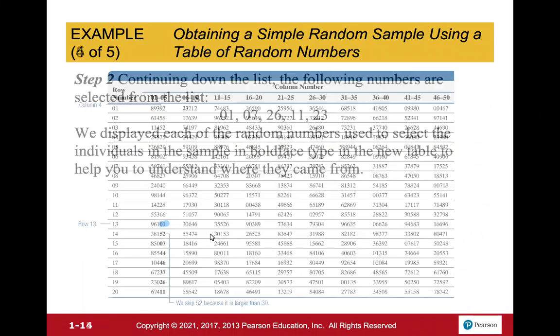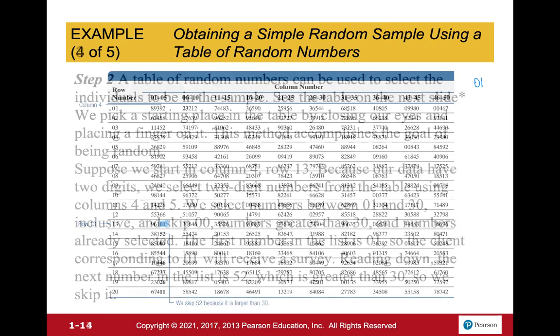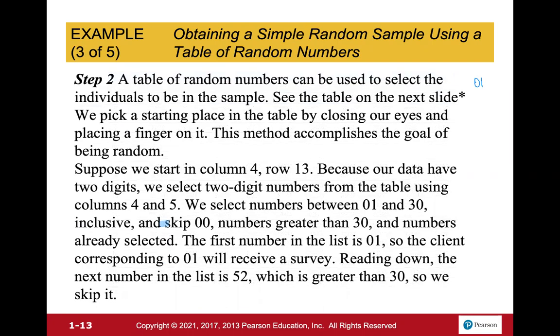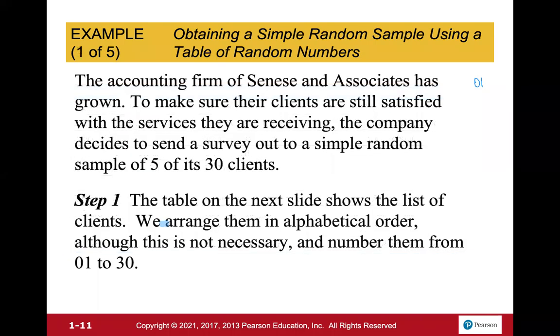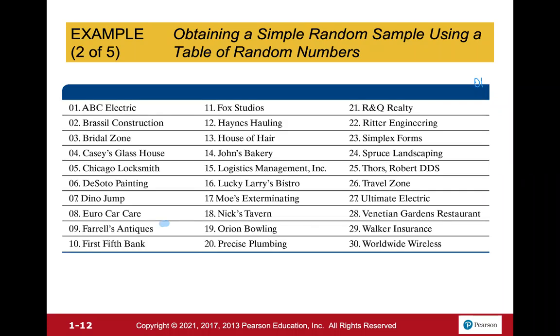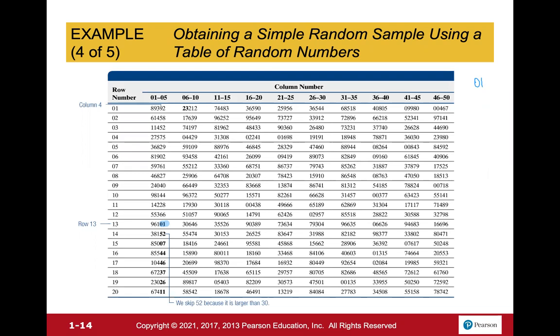Can I zoom in? I guess we can't zoom in. So we would see this value right here, and the very first value that we're going to use is 01. And we needed a sample size of, where was the sample size? Sample size of 5. So we're going to pick the first 5 values that we see. All right, so 01.